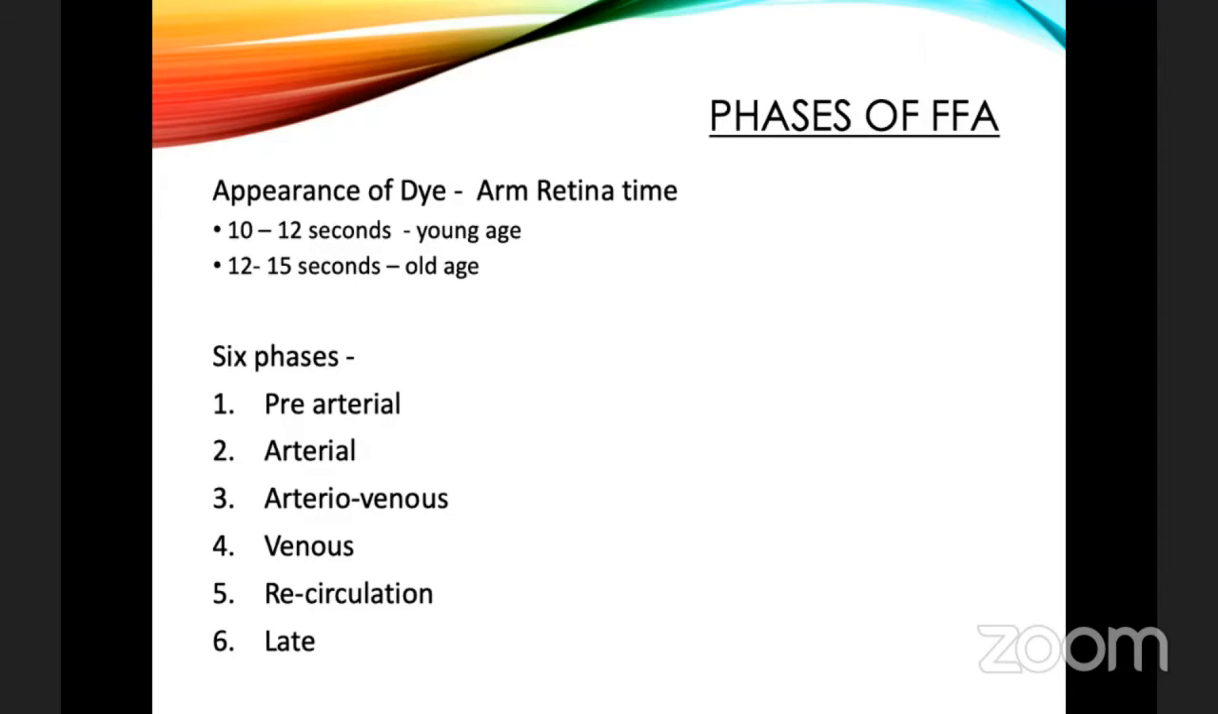So how does a normal angiogram look? The appearance of dye occurs earlier in young age, where there is hyperdynamic circulation, approximately 10 to 12 seconds. In old age, it usually takes longer, 12 to 15 seconds. This arm-retina time is very important because in cases of cardiovascular disease, such as ICA occlusion, this time is prolonged. There are 6 phases of the angiogram: pre-arterial, arterial, arteriovenous, venous, recirculation, and late.